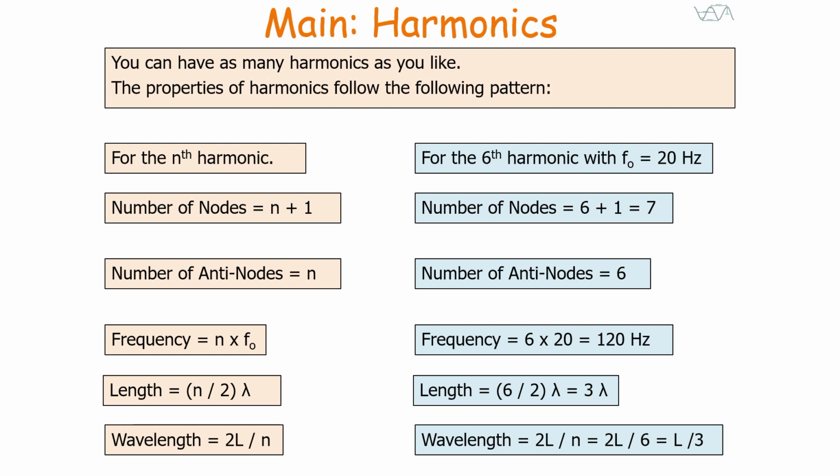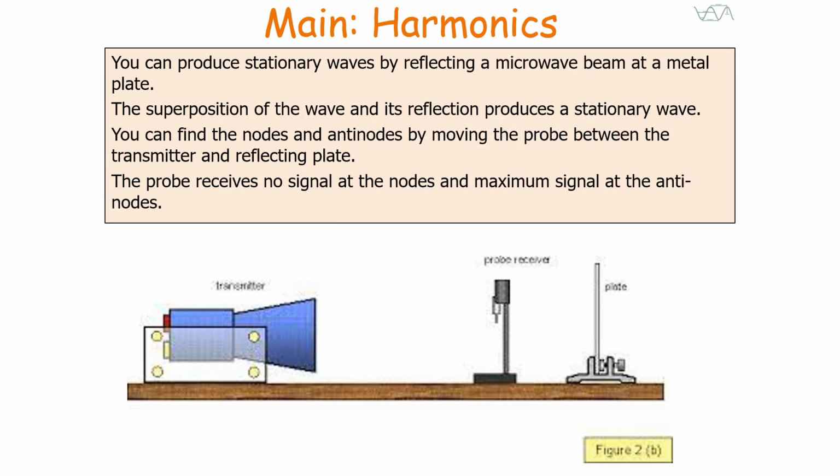Now you can produce stationary waves by reflecting a microwave beam at a metal plate. The superposition of the wave and its reflection produces a stationary wave, and you can find the nodes and antinodes by moving a probe between the transmitter and the reflecting plate.